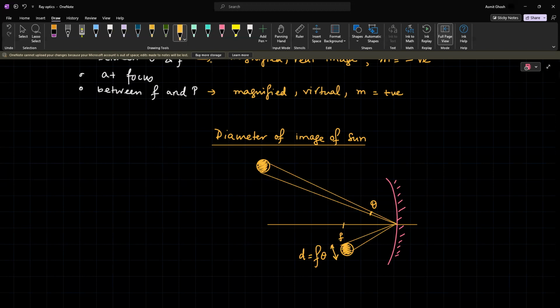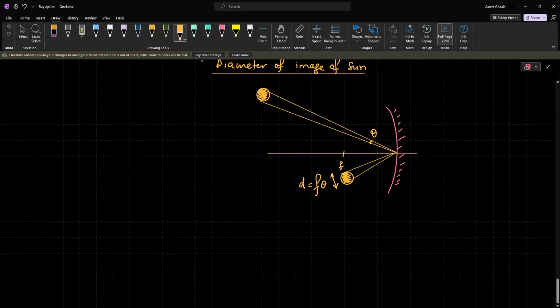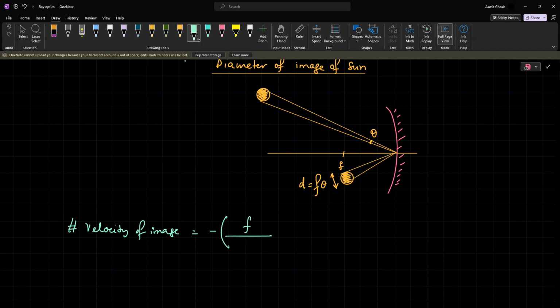Okay, in case of a spherical mirror, the velocity of the image, I am telling in short, is equal to minus f by u minus f whole square times the velocity of the object.